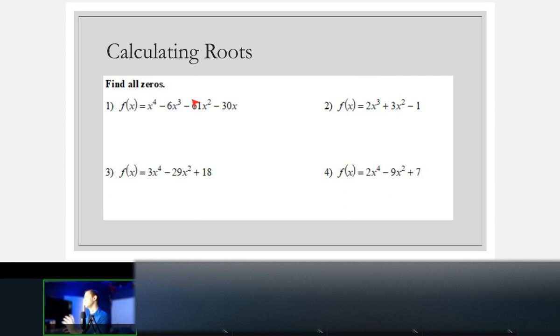Looking at these, we are expecting 4 solutions, 3 solutions, 4 solutions, and 4 solutions. So that's easy to identify. But for number 1, finding all 4 solutions may not be that easy, right? Sometimes we run into problems. So let's look at number 1 and see if we can find all 4 solutions.